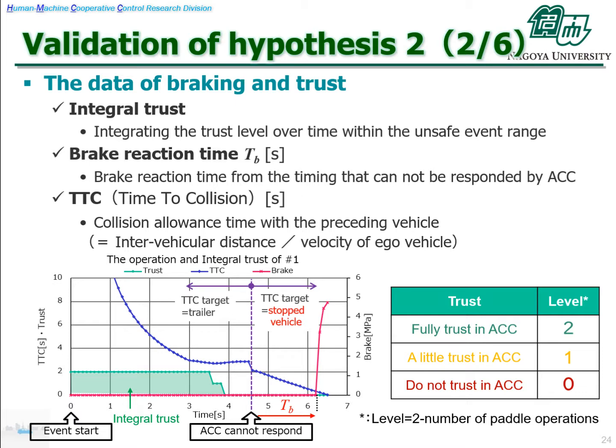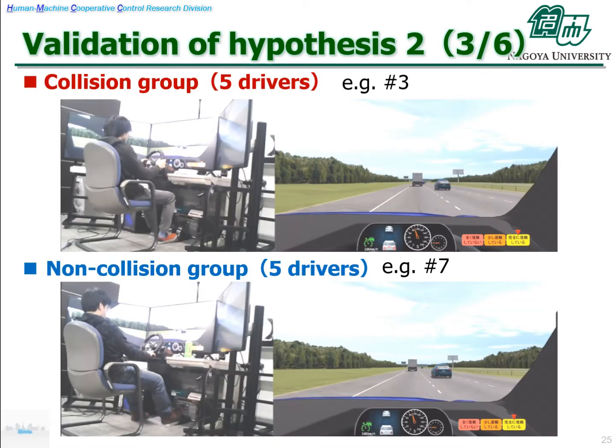Brake reaction time TB is defined as the time from the trailer changing the lane to the brake pedal being pressed. The 0 point of the brake reaction time is when the trailer is changing the lane, which means if the brake reaction time is a negative value, the driver braked the car before the trailer changed the lane. If the brake reaction time is a positive value, the driver pushed the brake after the trailer's lane change. In the final result, 5 participants had collisions, but the other 5 participants didn't.